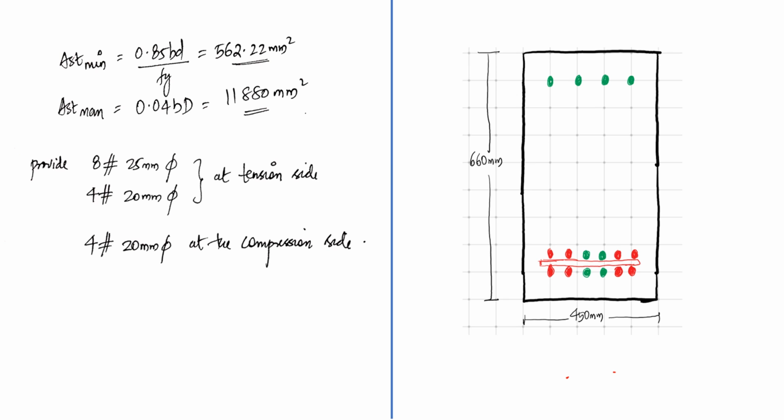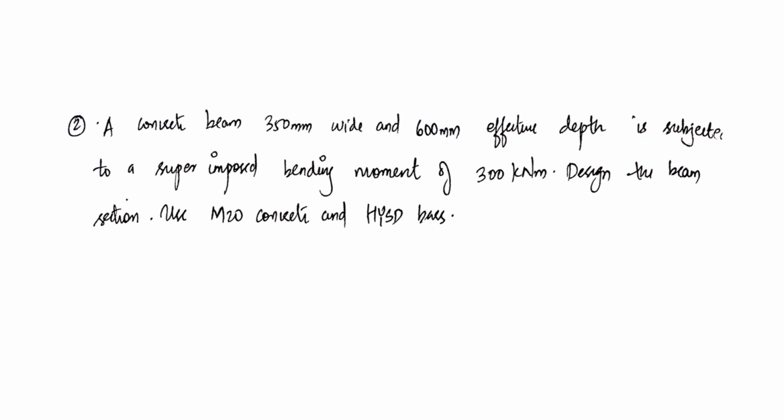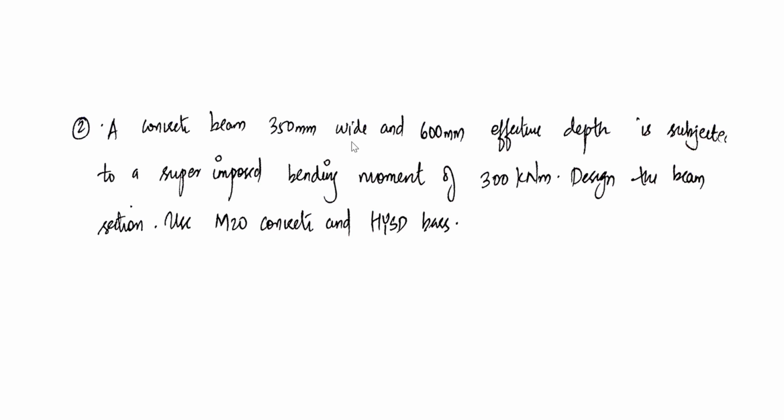So we will move to the next question. The next question is, a concrete beam 350 mm wide, 600 mm effective depth is subjected to a superimposed bending moment of 300 kN-m. Design the beam section. Use M20 concrete and HYSD bars. Do it by yourself. If you have any doubt, you can ask me.